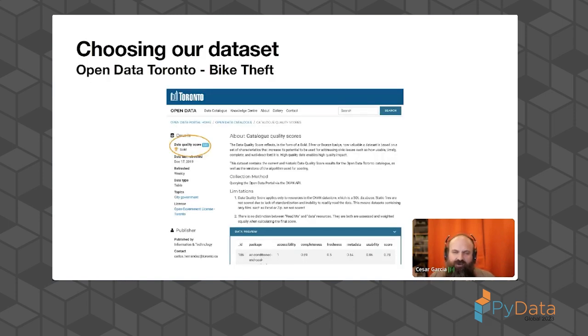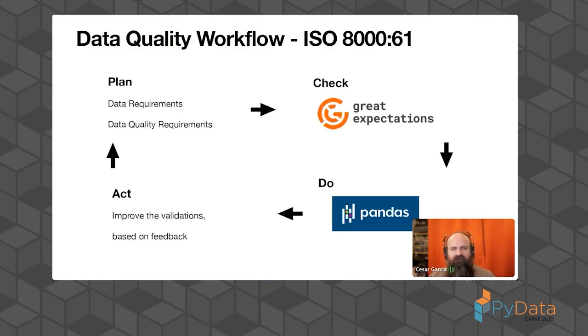And I just chose one kind of randomly that was not too complicated. That is the bike theft. And this data set is going to help us figure out where the bikes were stolen, which models, what were the locations, and everything in between. So this is the one we're going to use right now, and this is the workflow we are going to follow during the session.